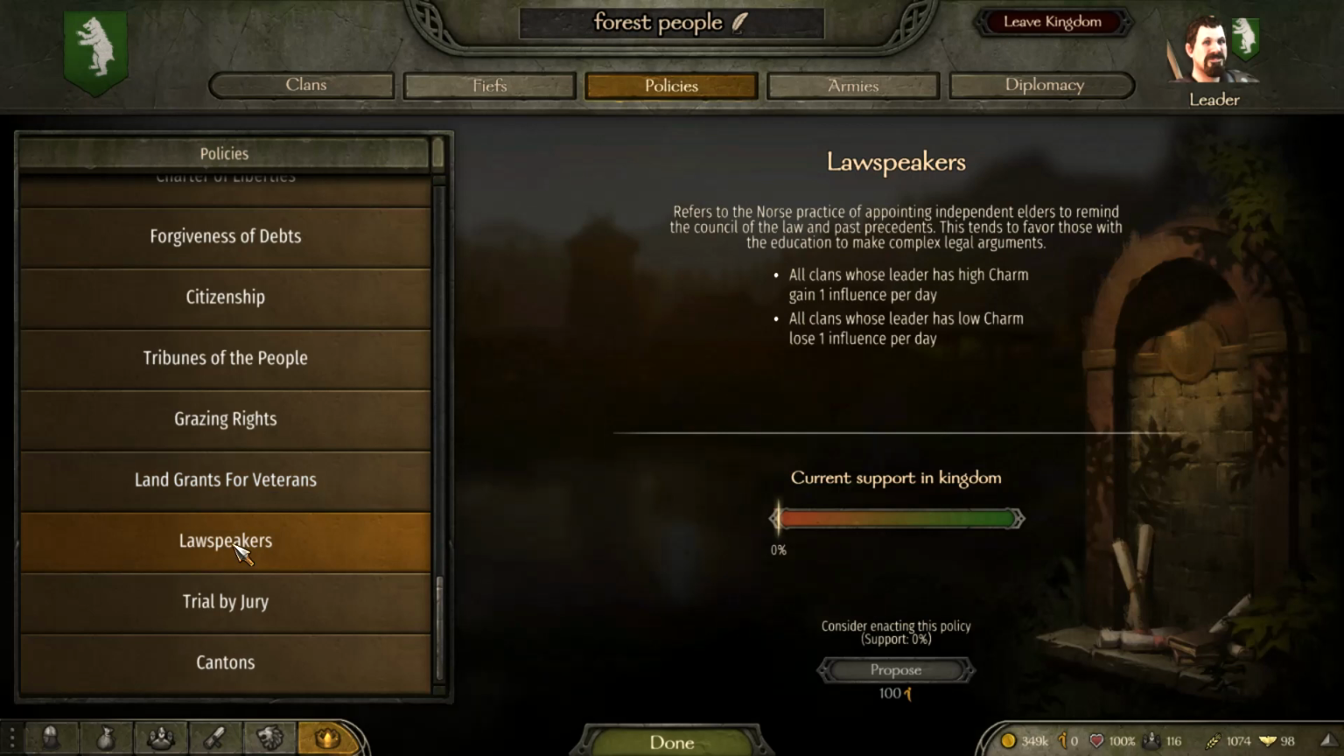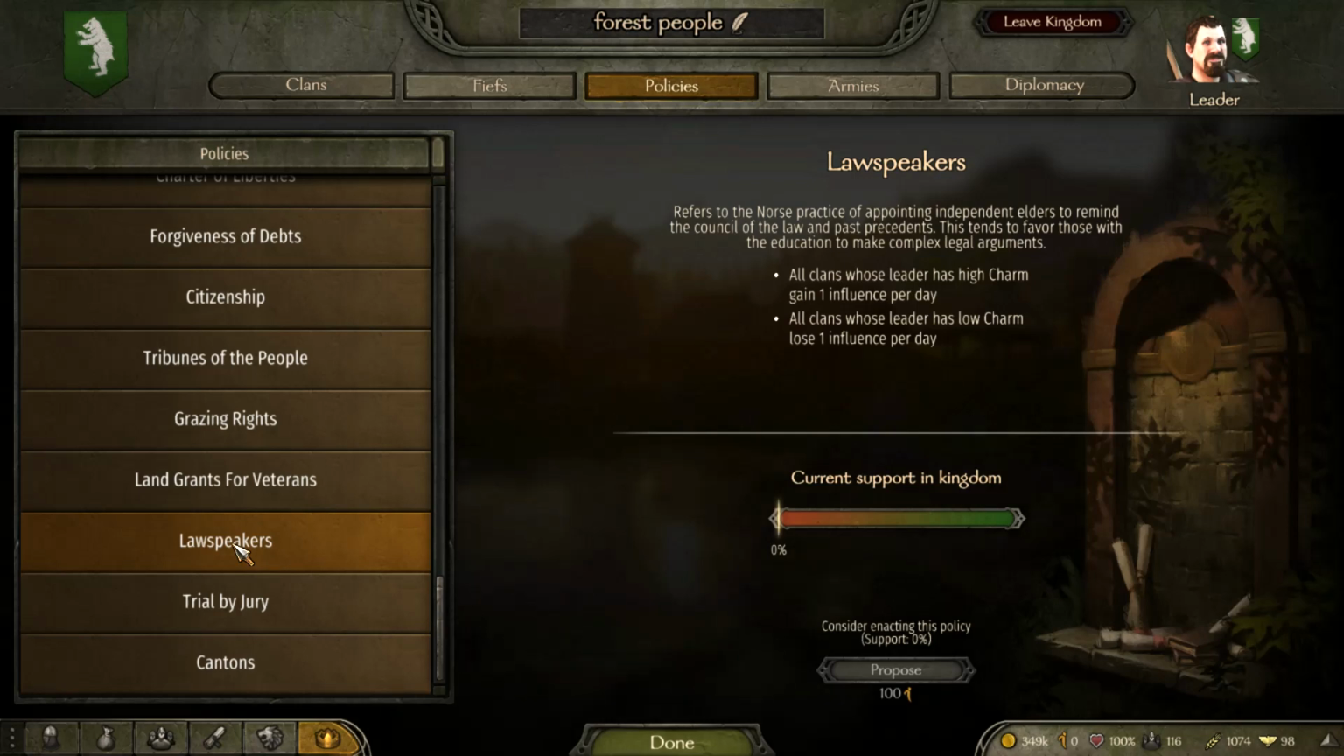Law speakers. All clans whose leader have high charm gain 1 influence per day. All clans whose leader have low charm lose 1 influence per day. Now I think that's about 60-80 charm, so if you have high charm then you get +1 influence. It's that simple. Not too bad, but yeah, only do it if you've got high charm. Most people should have a high charm, but yeah, I wouldn't worry about that one too much, probably avoid that one.